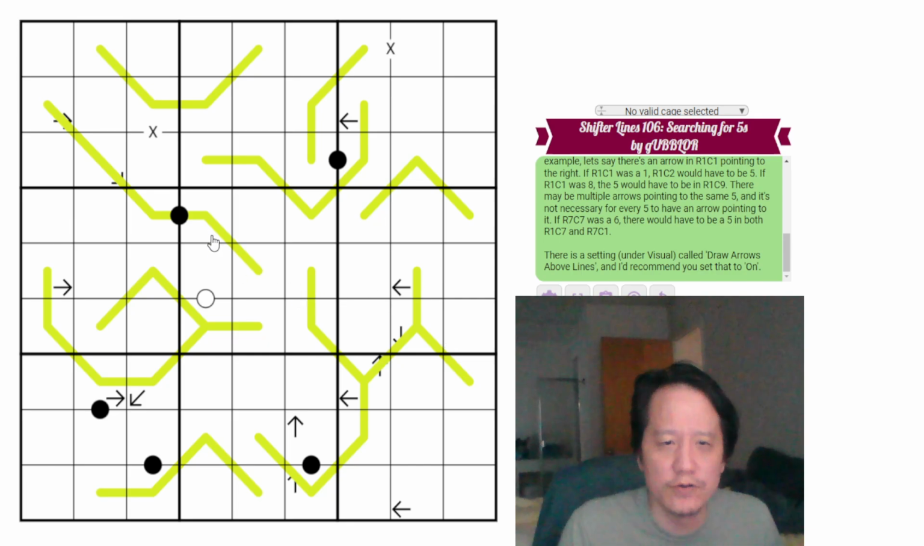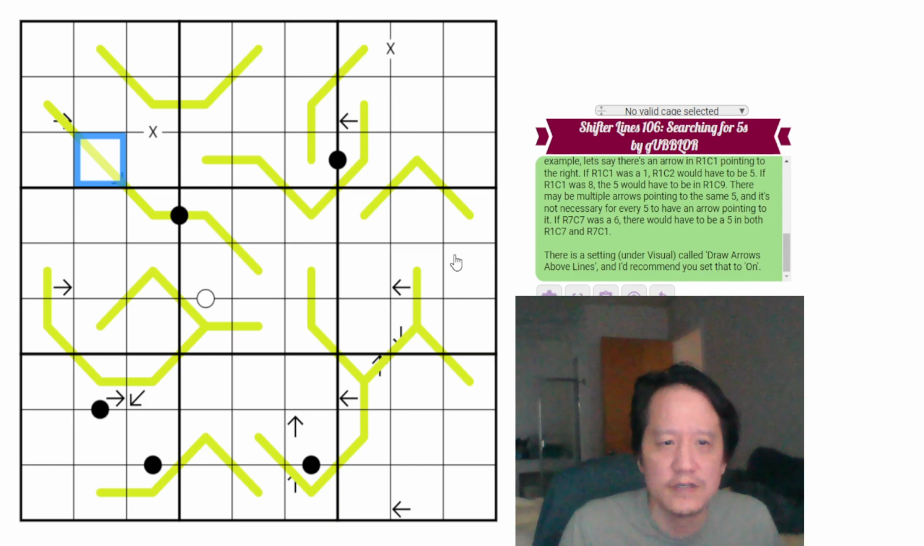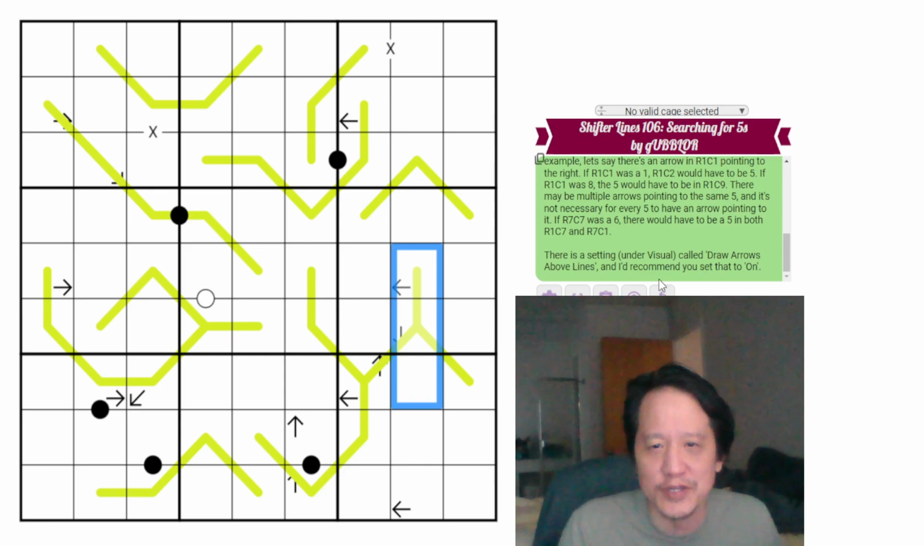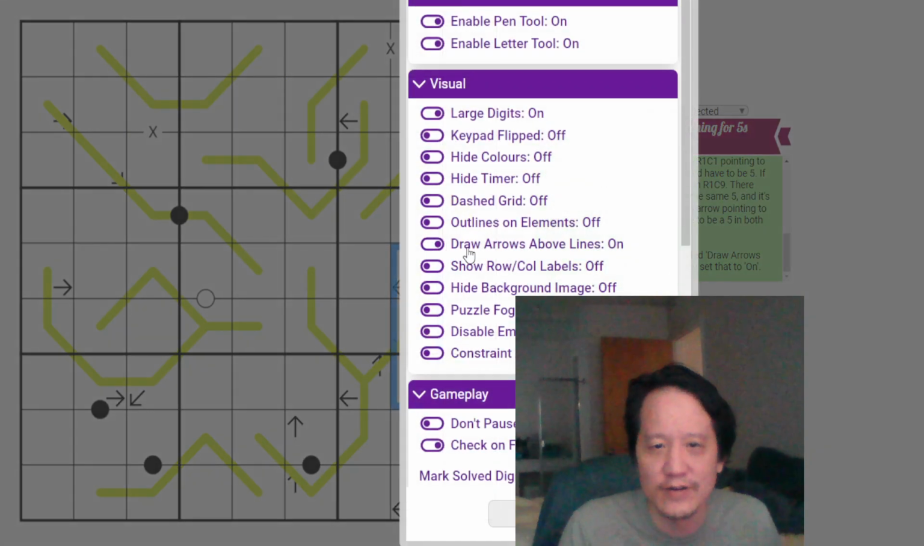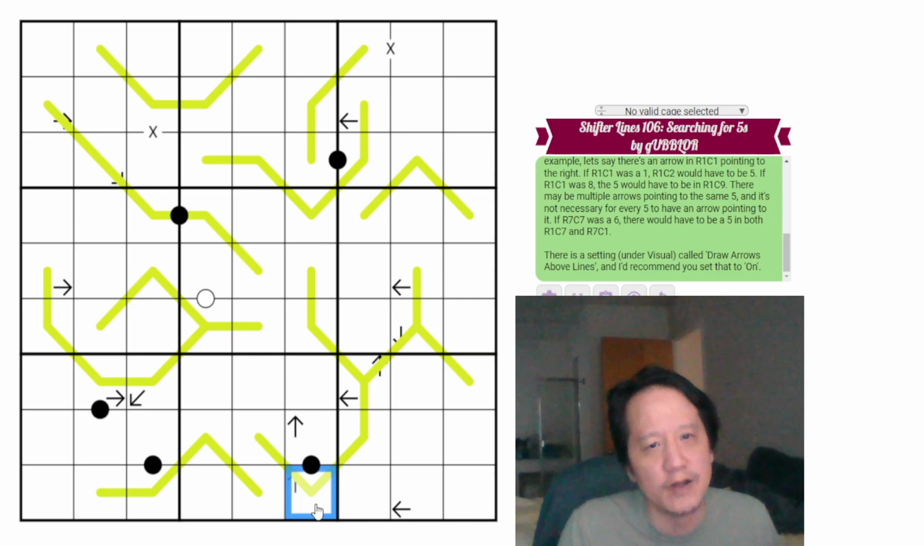Okay. So one thing we know is there's no 5 on any of the lines. So that limits where the 5s can be. I'm not sure how helpful that is, actually. Why are these arrows being weird? Whatever. Supposedly, draw arrows above lines doesn't seem to be working very well. Okay, so this, oh, interesting. This has to be 1 greater than that, right? Because these point to the same 5.